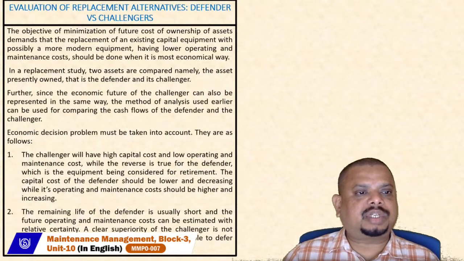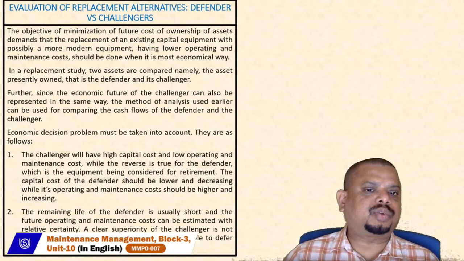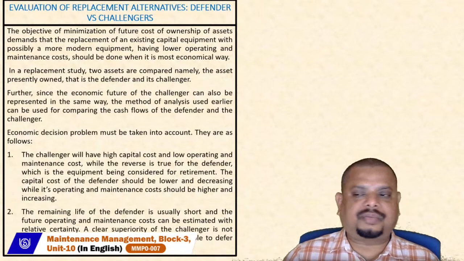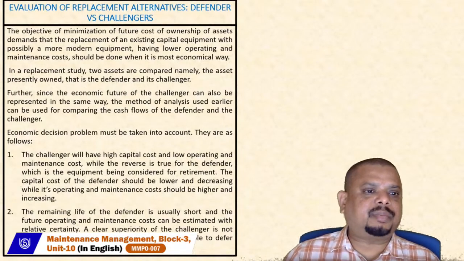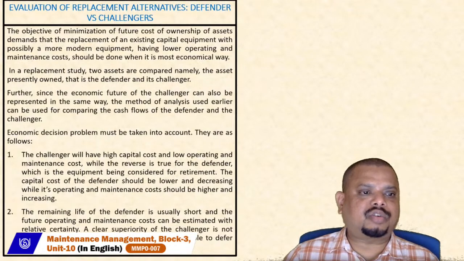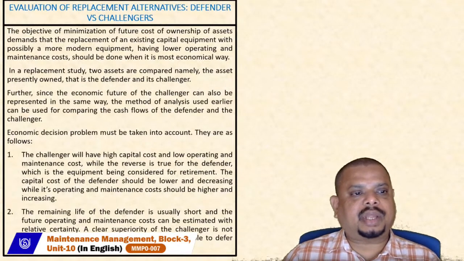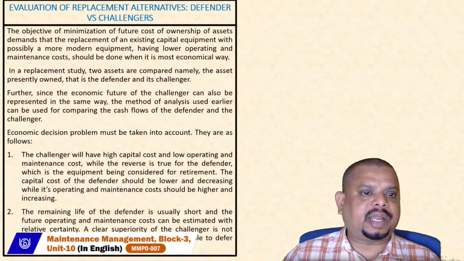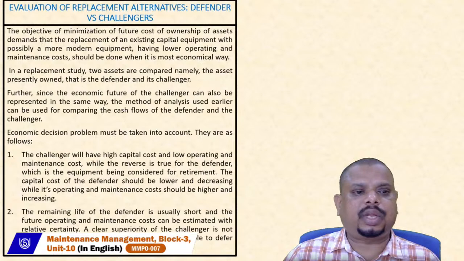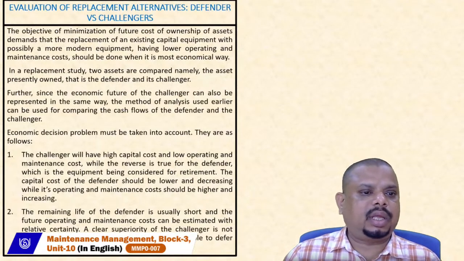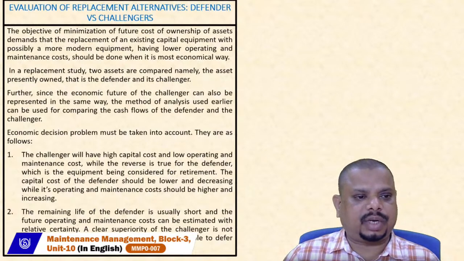So the first important objective is known as the future cost of ownership of different assets, which basically demands the replacement of existing capital equipment with possibly more modern equipment having lower operating and maintenance cost. So whenever you think about the economic aspect of replacement strategies, in those cases you have to focus on lowering the operating cost as well as lowering the maintenance cost, so that you can easily adopt any kind of replacement policies with respect to maintenance management.